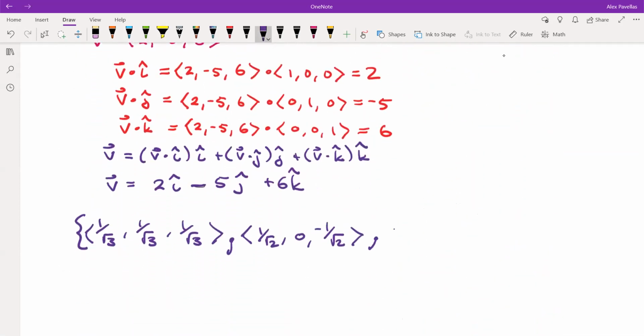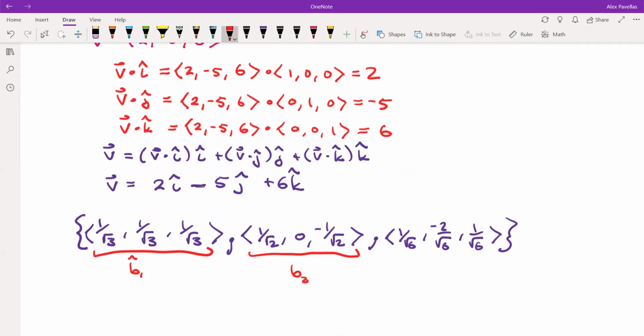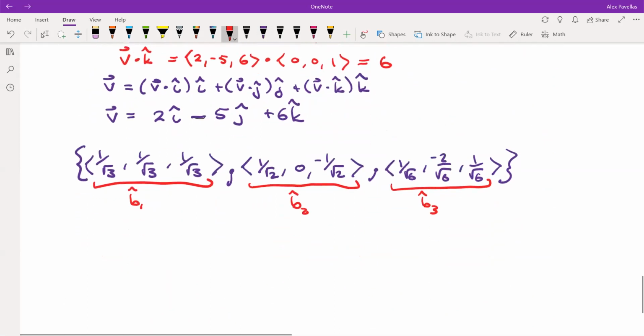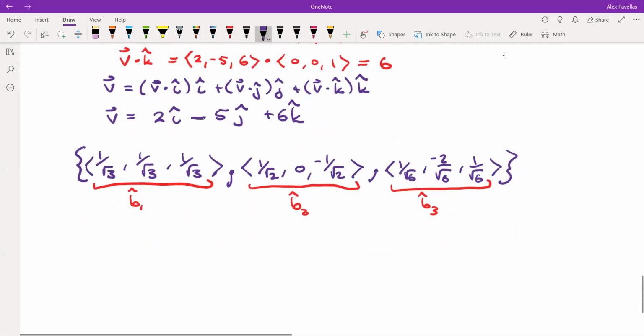So that would be 1 over root 6, comma, minus 2 over root 6, comma, 1 over root 6. All right, for this one, I'm going to skip the part of showing that it's orthonormal. You should check. If I call these B1 hat, B2 hat, and B3 hat, then this is orthonormal if this set is orthonormal.